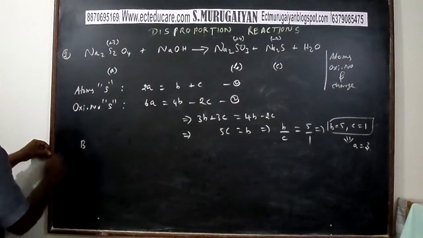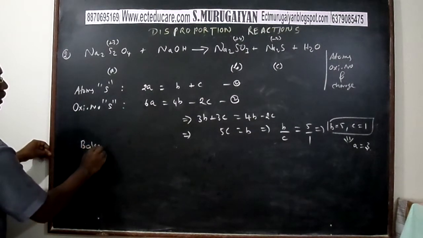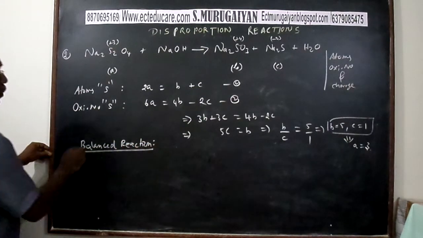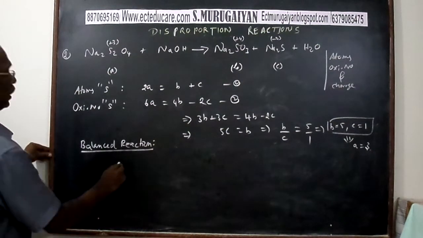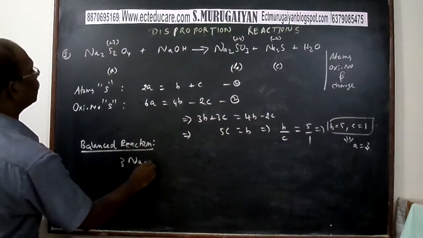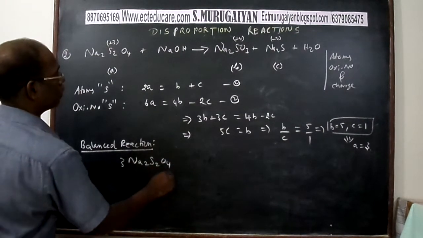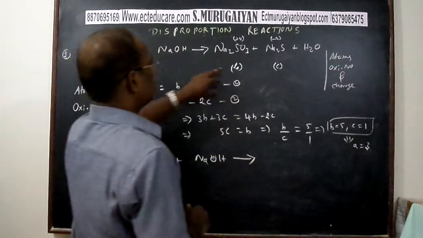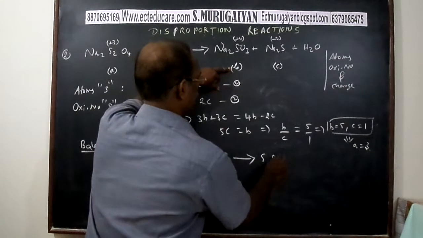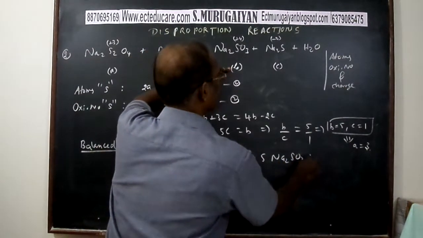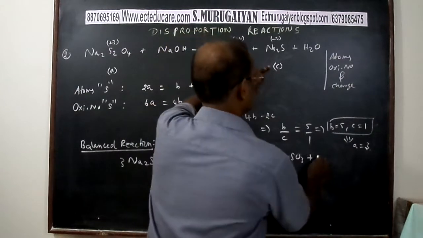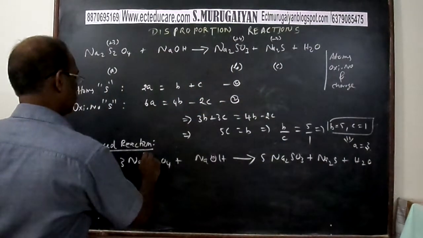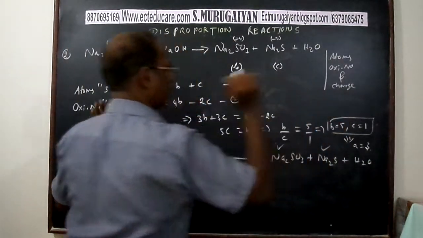So let us write the balanced reaction. It's a disproportion reaction. So A equal to 3, 3 Na2S2O4 plus NaOH. And B equal to 5, 5 Na2SO3, and C equal to 1, Na2S plus H2O. So this balanced, the 3 terms balanced.